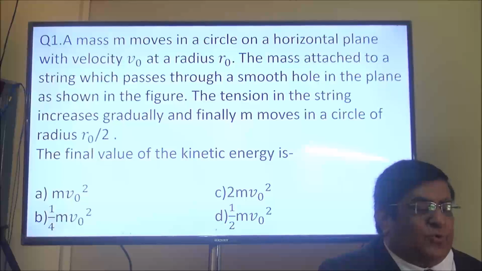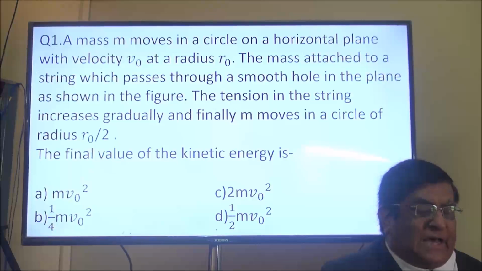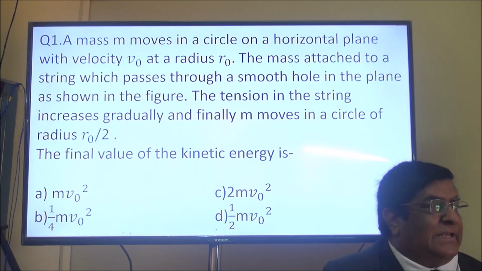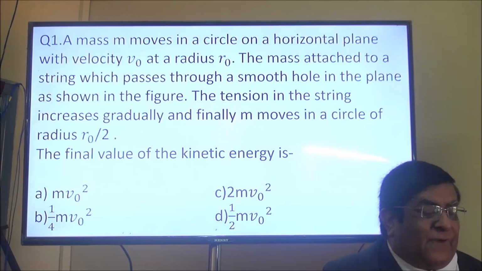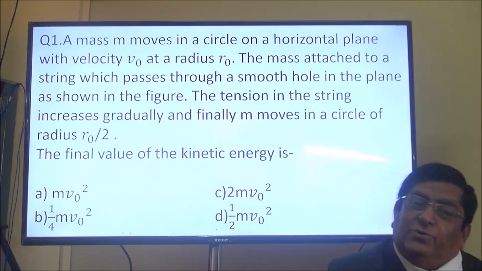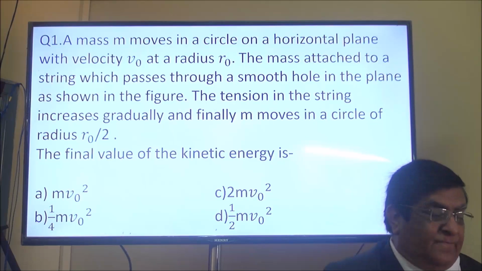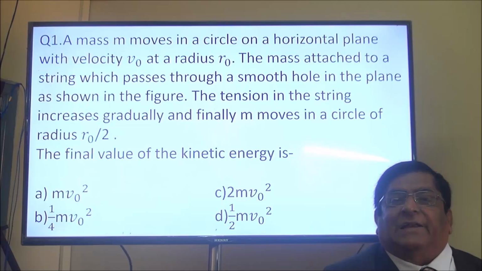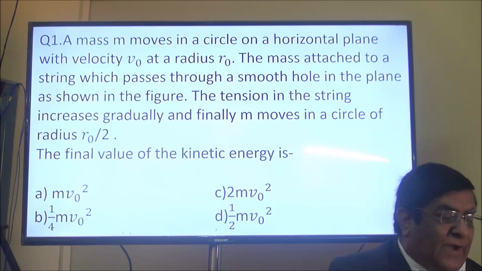A mass M moves in a circle on the horizontal plane with velocity V0, radius R0. The mass attached to the string passes through a smooth hole in the plane, as in the figure. The tension in the string increases gradually, and finally M moves in a circle of radius R0 upon 2. The radius has become half. The final value of the kinetic energy, now we are supposed to find out.